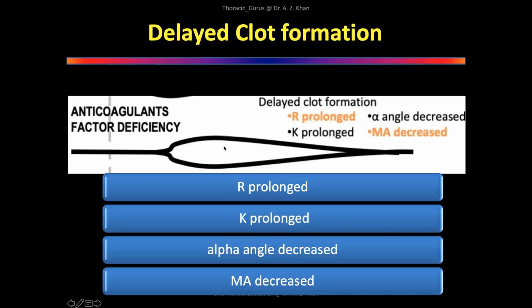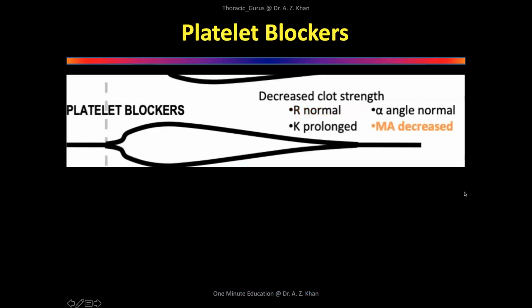Hence, this suggests that there is a problem here. So this is delayed clot formation. Any problem in this area is a problem with clot formation. Any problem in this area is a problem with fibrinolysis. That's how you interpret. So this is clot formation, the first half, and the second half is fibrinolysis. Whenever you get a prolonged R, that is always suggestive of delayed clot formation.